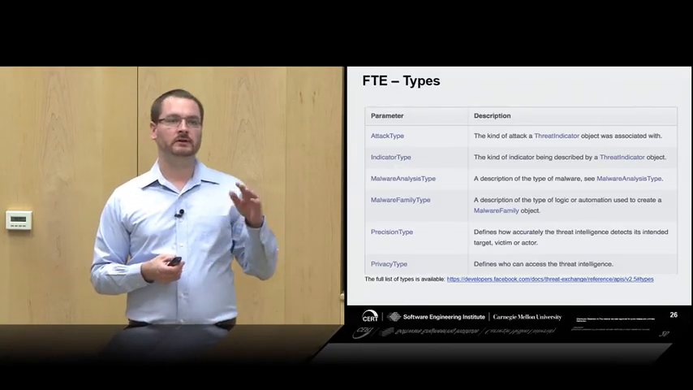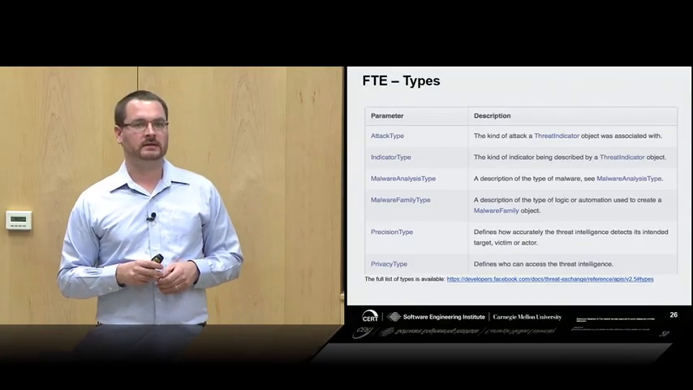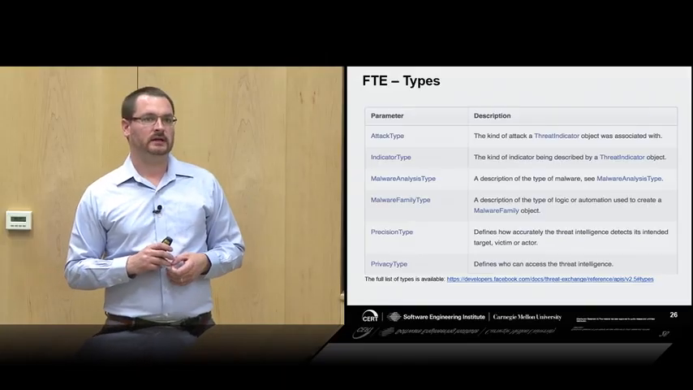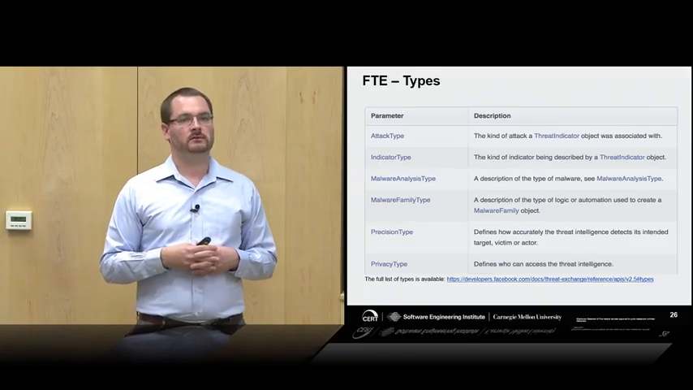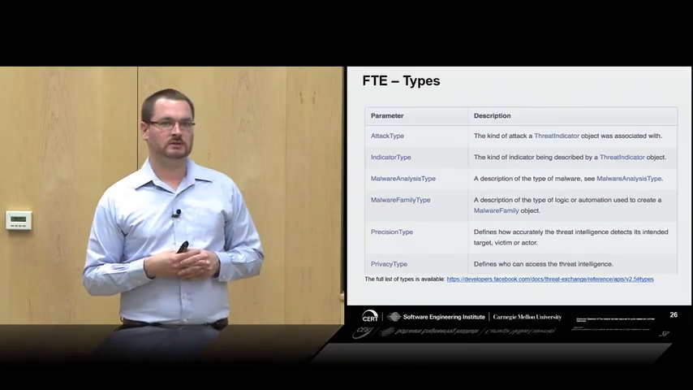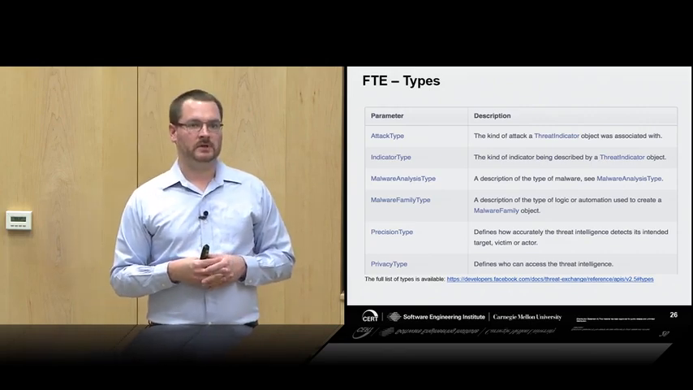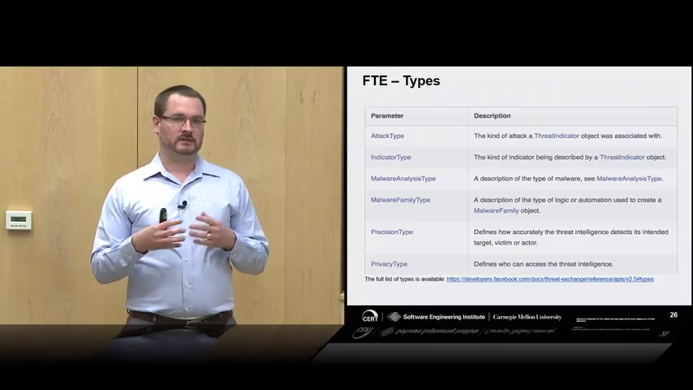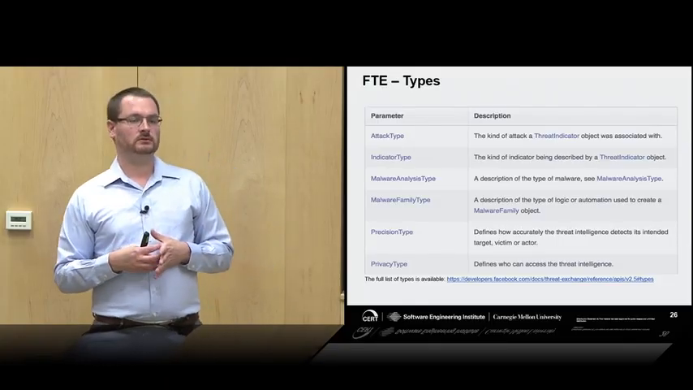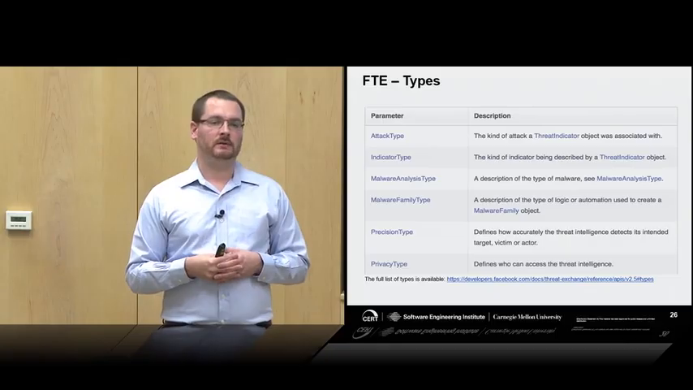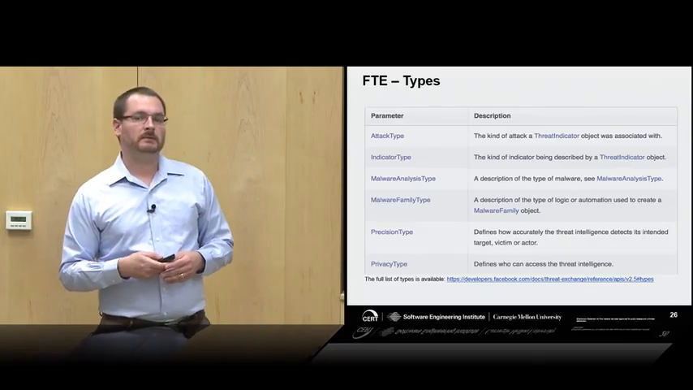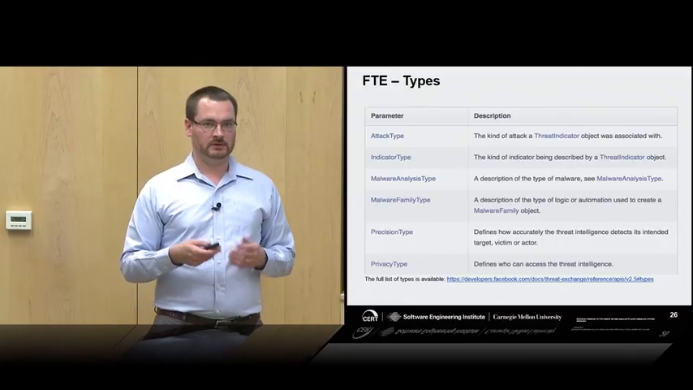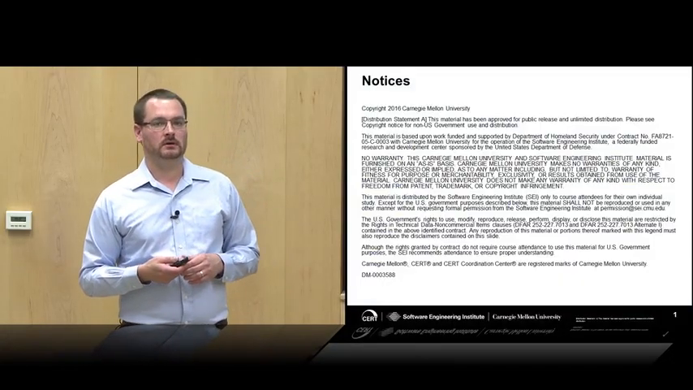Here are some additional fields that are tracked by the Facebook ThreatExchange. Things like the kind of attack that a given threat indicator object has been associated with, and a description if it's a piece of malware, a description of the type of logic or the automation that's used to create that malware. These are all different properties about the actual object that you can specify using a data model.